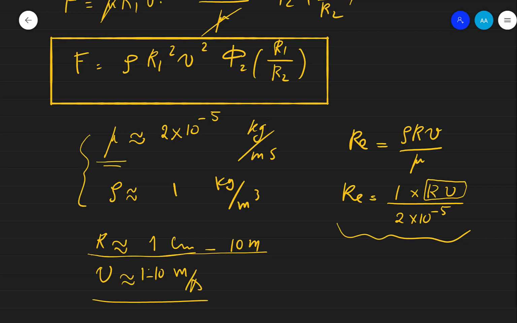So for most objects falling in the air, we should use F to be C rho R squared V squared, and the parameter C depends on the shape of the falling object.